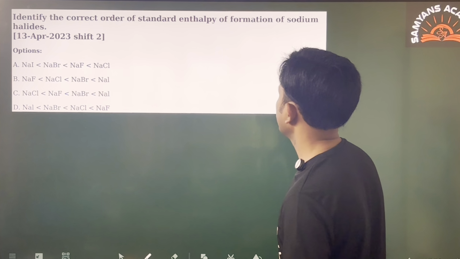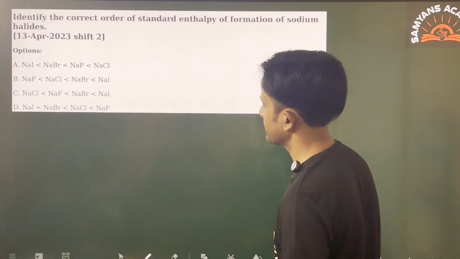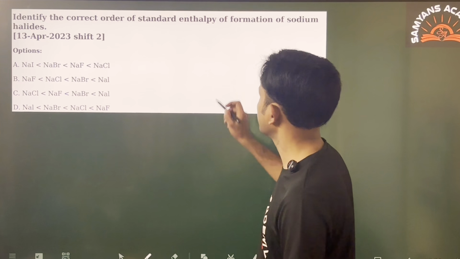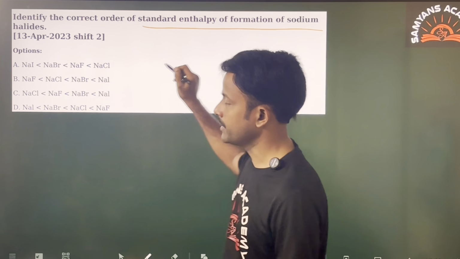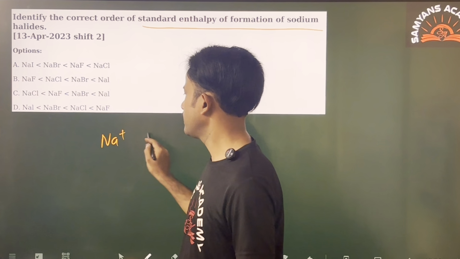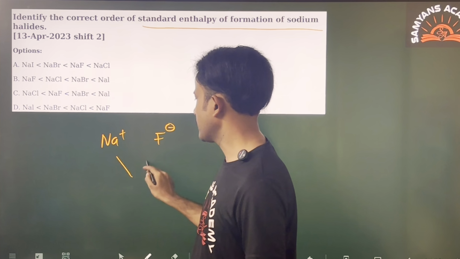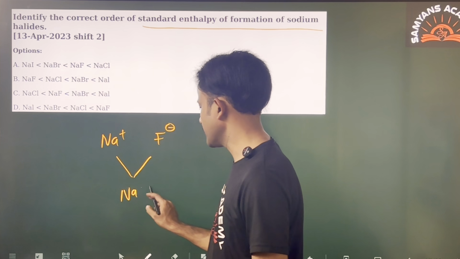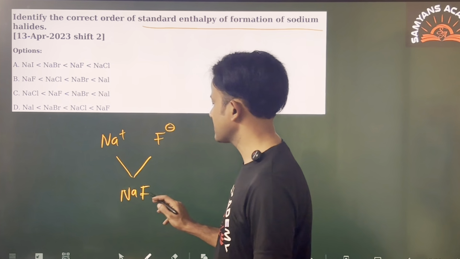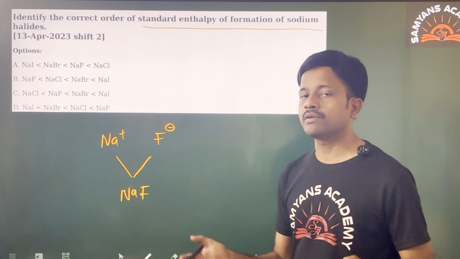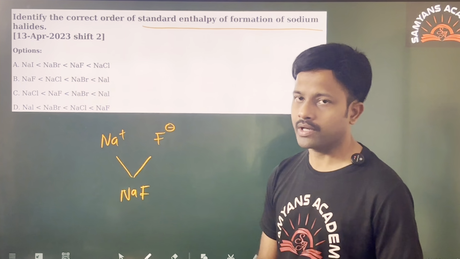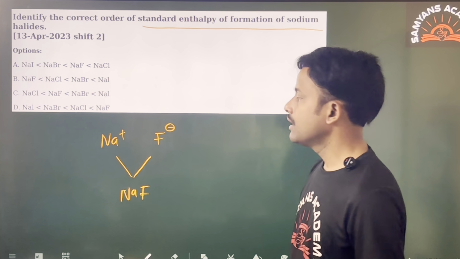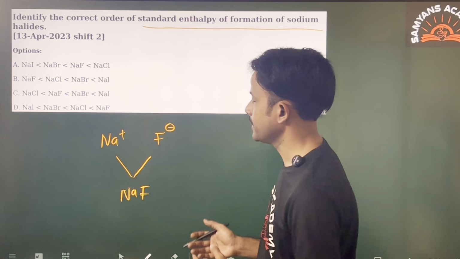Identify the correct order of standard enthalpy of formation of sodium halides, from sodium iodide to sodium fluoride. Standard enthalpy of formation: when a cation is formed with an anion, because of opposite charges, and it forms an ionic solid salt, it liberates some energy. The amount of energy liberated depends on the size of the ion. As ion size increases, the standard enthalpy of formation decreases.